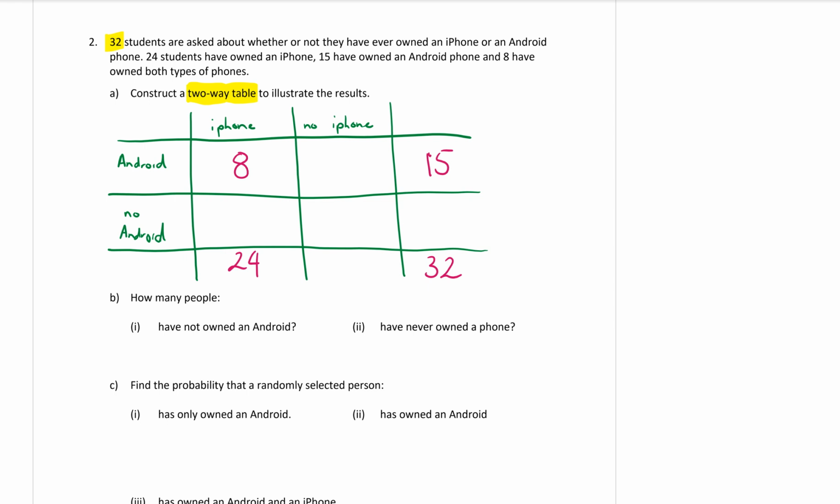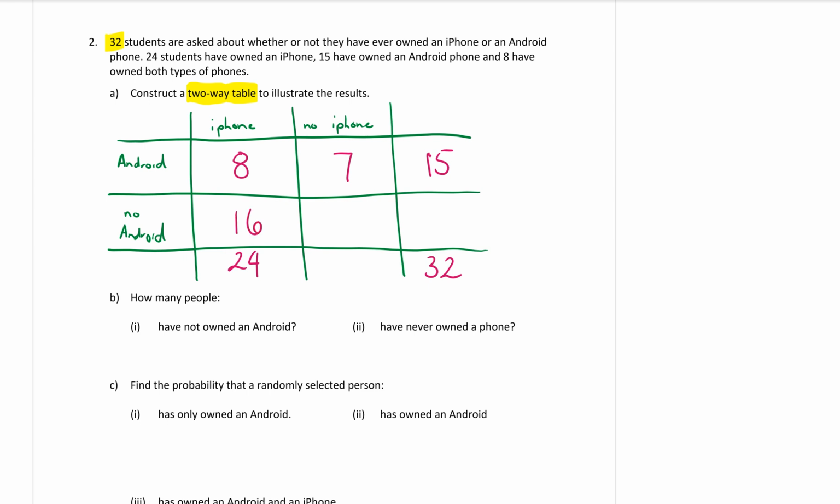So what we can do, remember that the numbers have to add across the columns or down the rows, so we could use that to help us find the missing numbers. So 15 is the total here. If I go 15 and I subtract the 8, that means that this number here must be a 7. I could do the same thing here. If the total is 24, 24 take away 8 is 16.